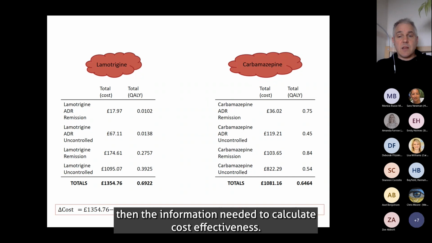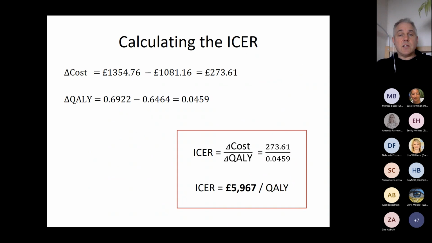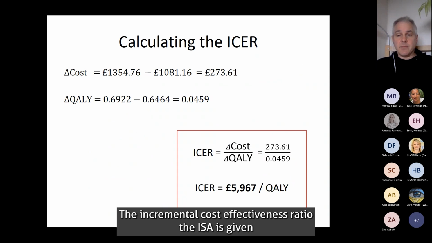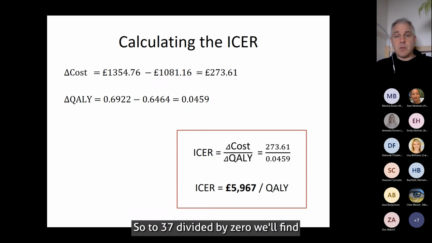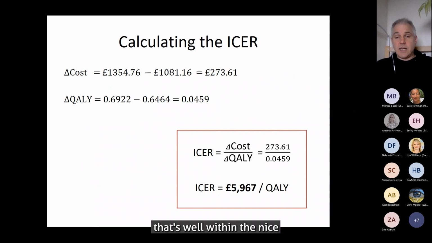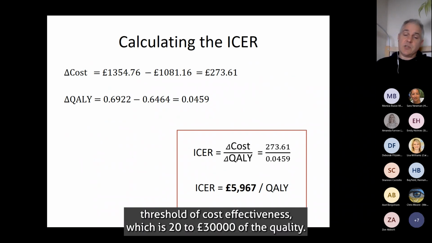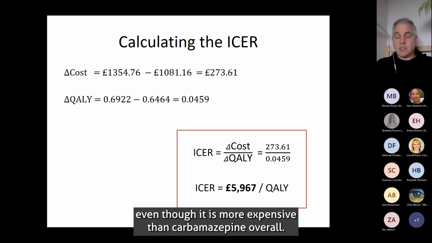That gives us the information needed to calculate cost effectiveness. The incremental cost effectiveness ratio, the ICER, is given as the difference in costs divided by the difference in qualities. So 237 divided by 0.045. That gives you a value just short of £6,000 per quali. That's well within the NICE threshold of cost effectiveness, which is £20,000 to £30,000 per quali, and so lamotrigine would be considered to be cost effective, even though it is more expensive than carbamazepine overall.